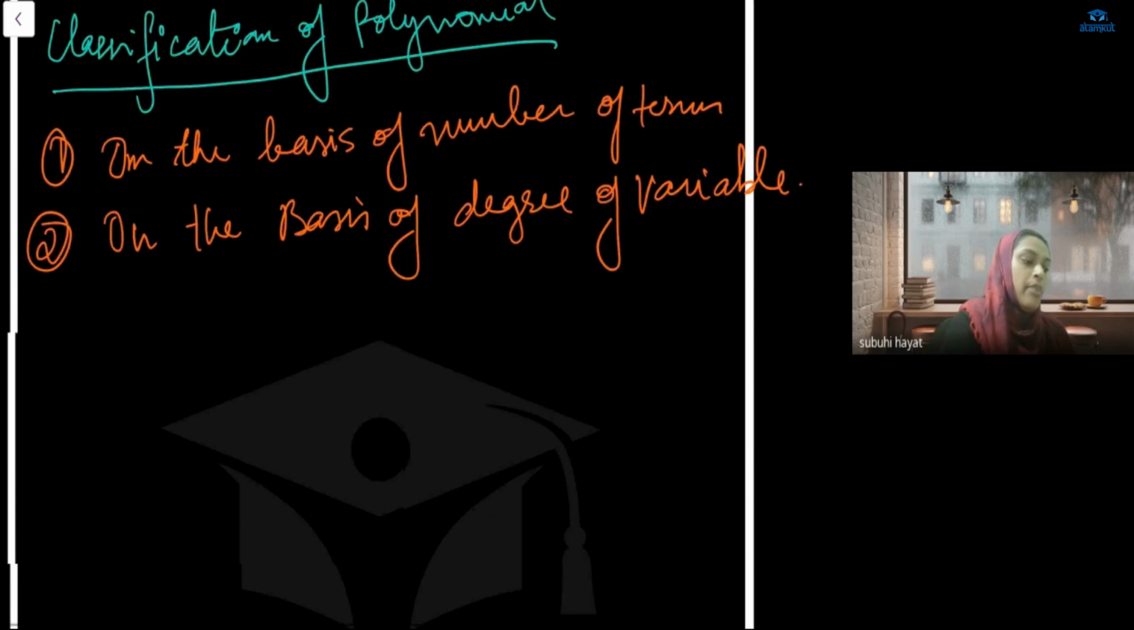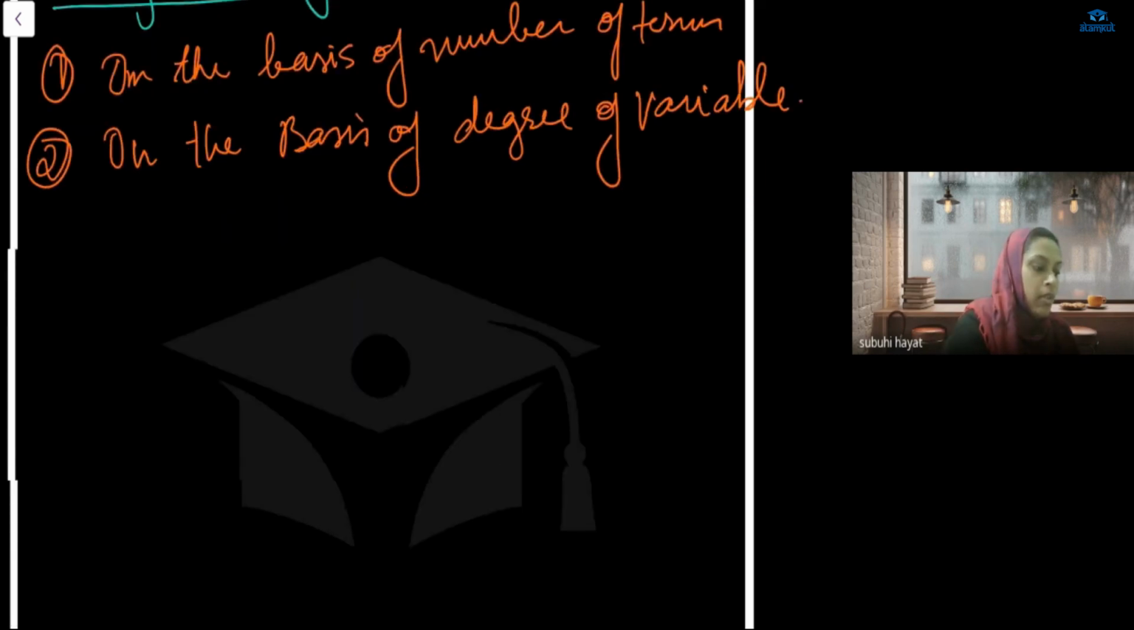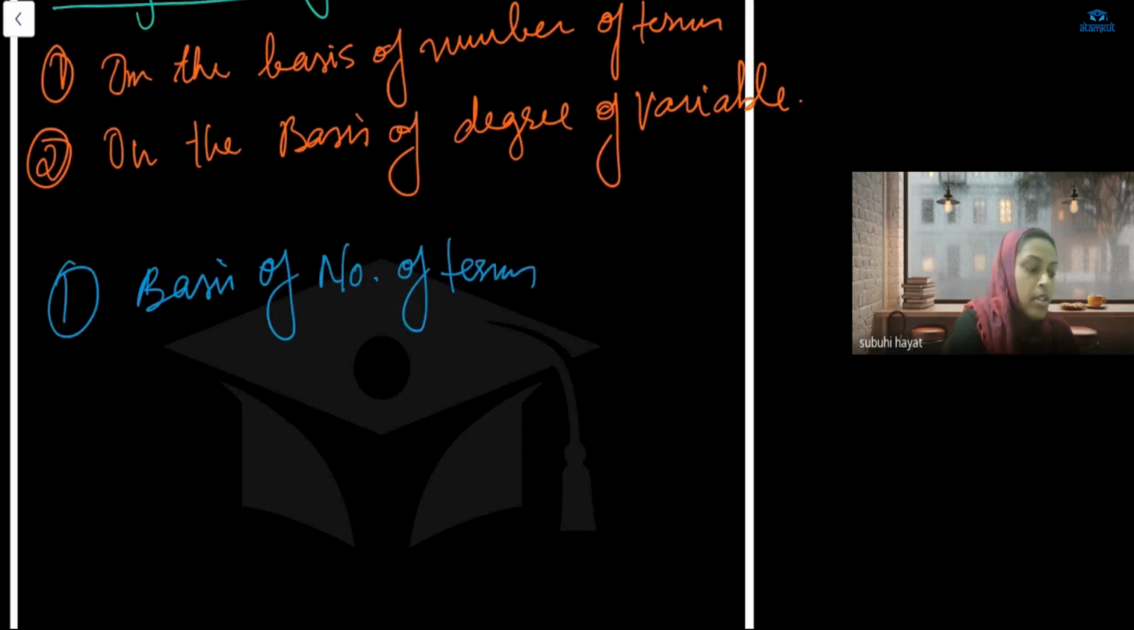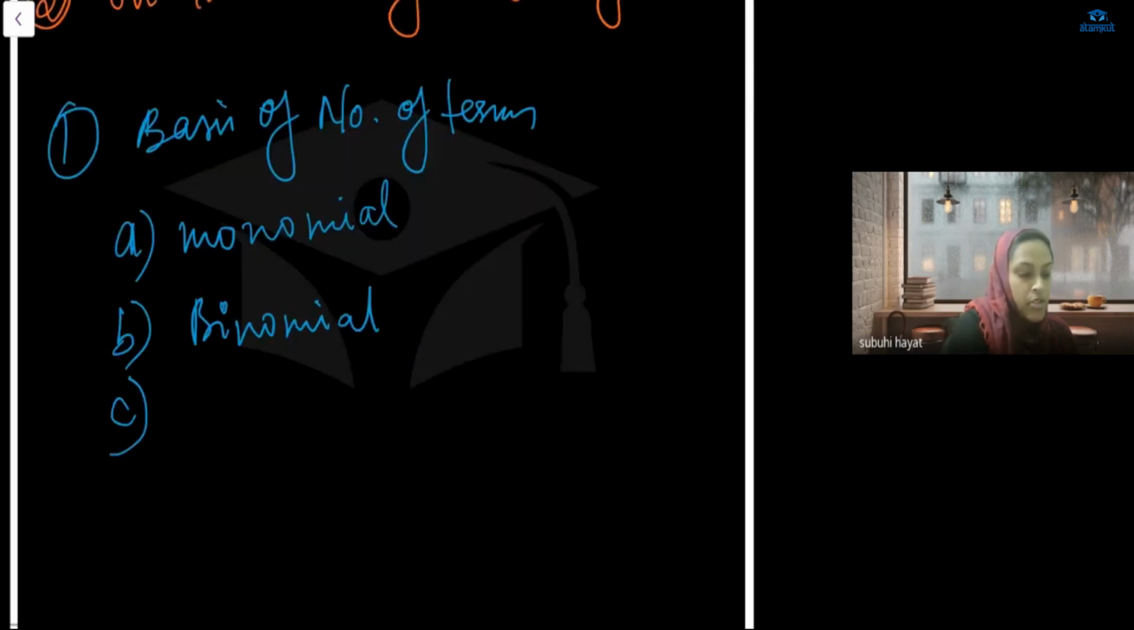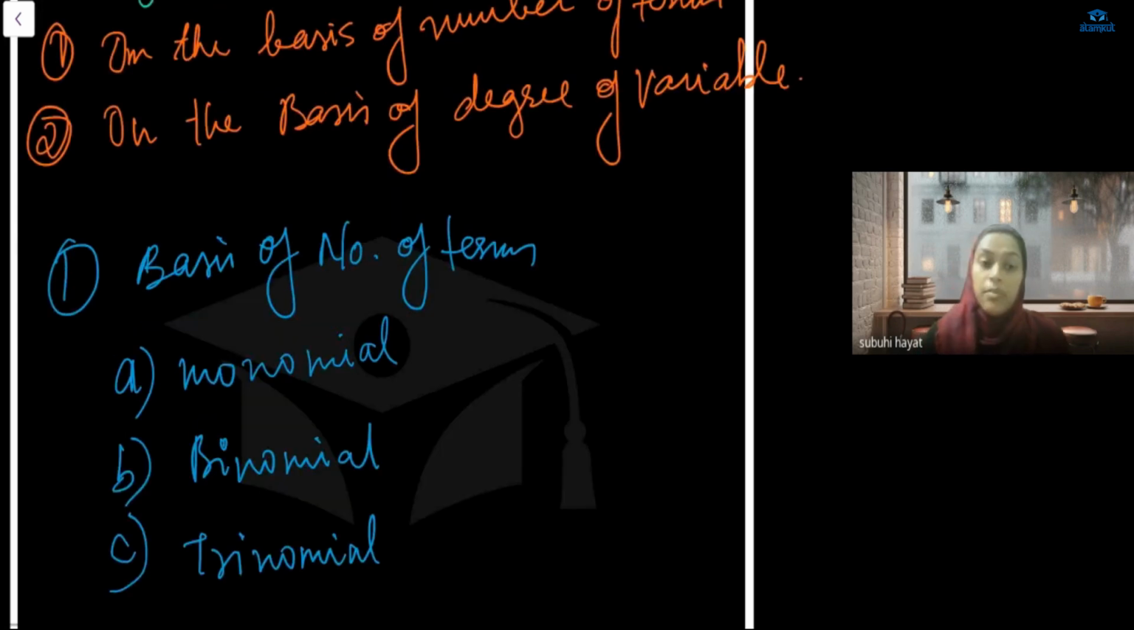Now, let's see the first one, on the basis of the number of terms. On the basis of the number of terms, we have three categories: monomial, binomial, and trinomial. What is a monomial? From the term itself, monomial means one. Only a single term is there in that polynomial. If a single term is there in the polynomial, it is called a monomial.